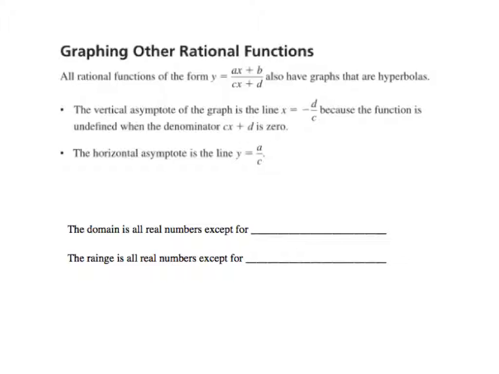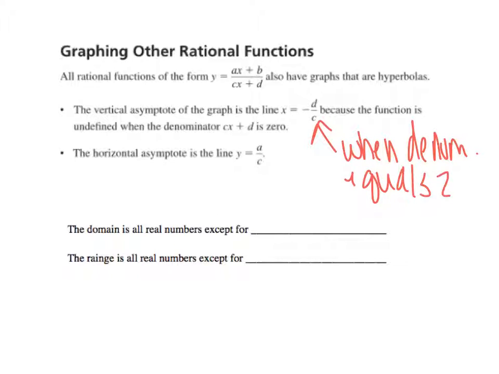This is a slightly different form because if you notice, the simple rational function just had a number in the numerator and then a binomial in the denominator with the number added on afterwards. This has an x in the numerator and the denominator. So the vertical asymptote is the graph of the line x equals -d over c. Or, an easier way to think of the vertical asymptote is when the denominator equals 0.